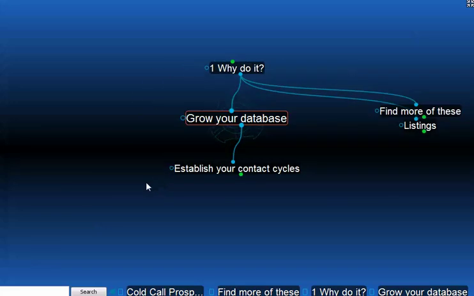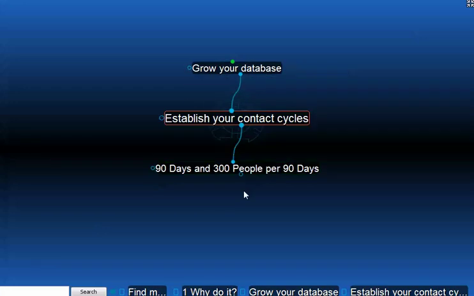And of course, from that process you can grow your database, and from your database growing you can increase your contact cycle activity. And I do recommend that you talk to people every 90 days, and over a 90-day period you should be putting at least 5 more people into your database every day. That will create 300 new people over a 90-day cycle. That system works very, very well.